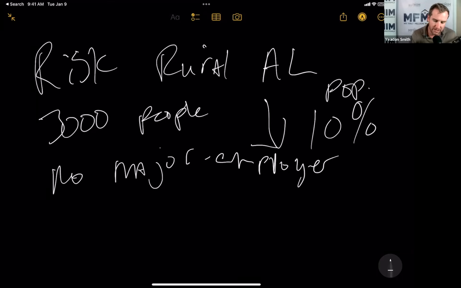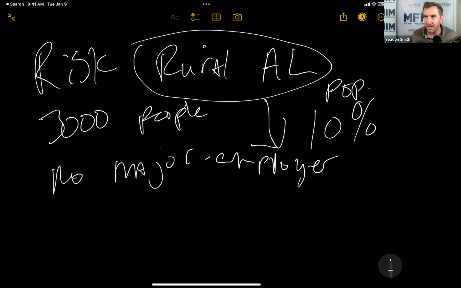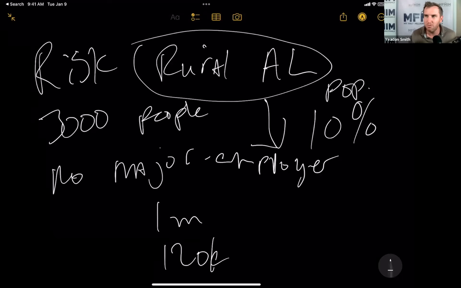So if I'm looking at this deal in rural Alabama and they're trying to sell it to me at a 6 cap, I'm like, you guys are crazy. I'm not buying that. But if they're selling it to me at like a 10 cap or a 12 cap, right, I can buy it for $1 million and it's making 120K a year, I'm going to consider it, right? Because they're making it more worth my while because there's more risk. There's a lot of risk.